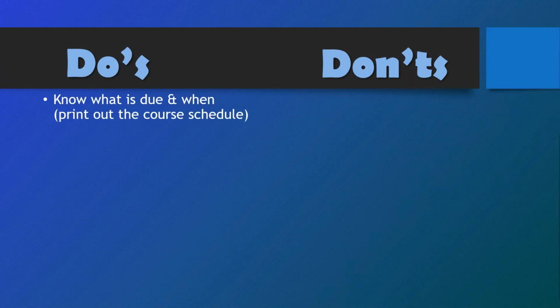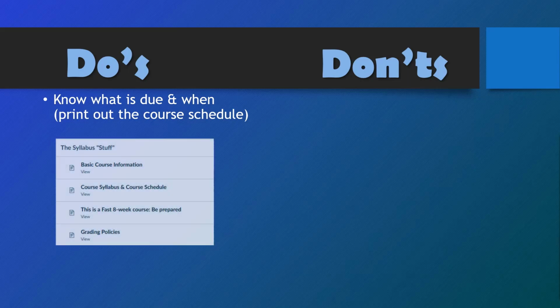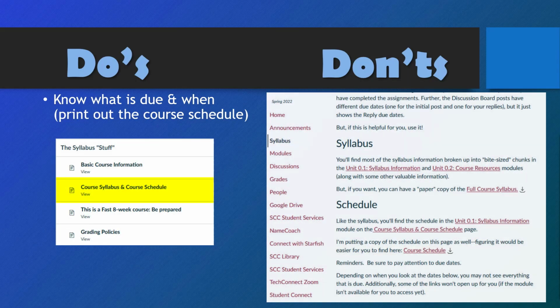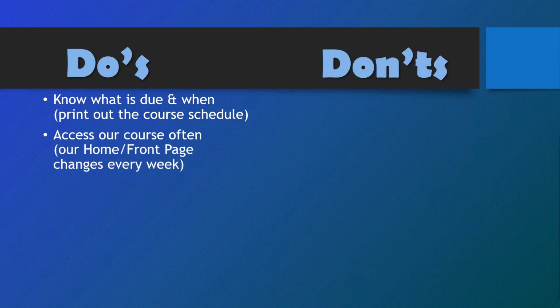You'll definitely want to know what's assigned and associated deadlines, so we highly recommend that you print out the course schedule and keep it where you can check it frequently. You'll find it in Unit 0 as well as on Canvas's syllabus page. Plan to get into our Canvas course often.